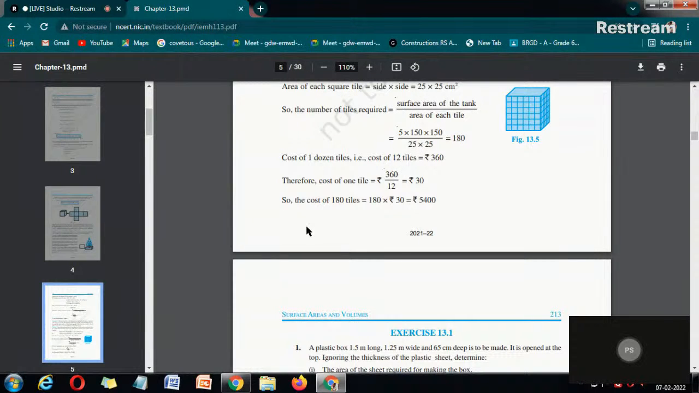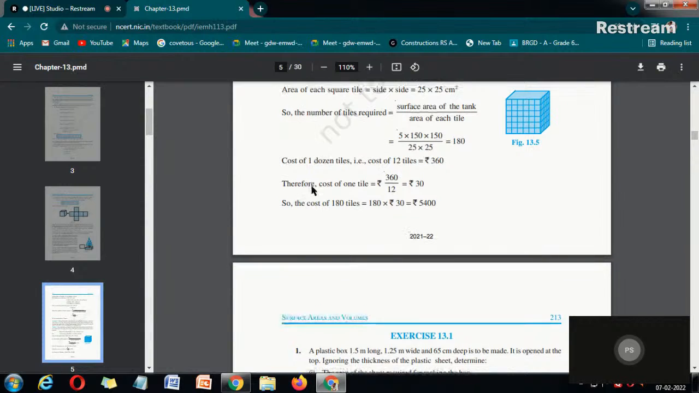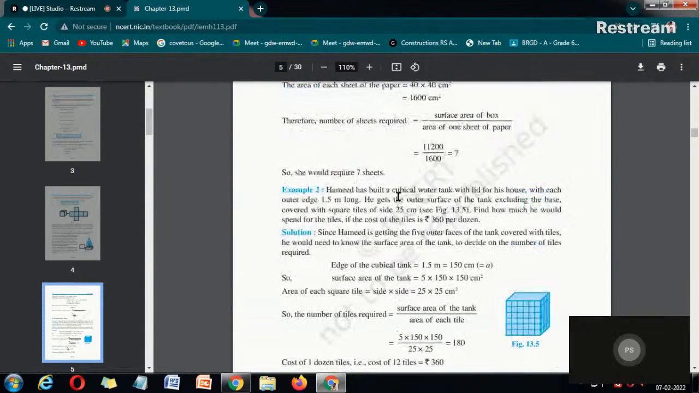So guys, just get the question. Then you will understand what they are saying in the question. Only the outer surface, the base is excluded. So the top is there. So what can we do? 5a square is the formula for this. So 5 into a square, that is 150 into 150. They have not yet multiplied it, guys.